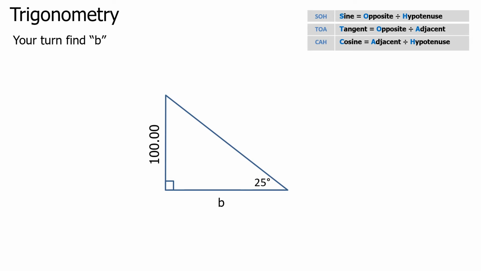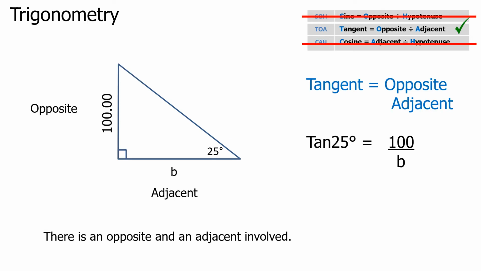Your turn. Pause the video now and find B. How did you go? Let's first find our formula. So we have an opposite and adjacent involved. So it's tangent. So tangent equals opposite over adjacent. So let's populate our formula. So tan 25 equals 100, which is opposite, over B, which is adjacent.